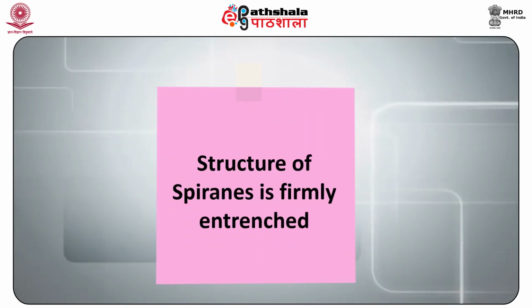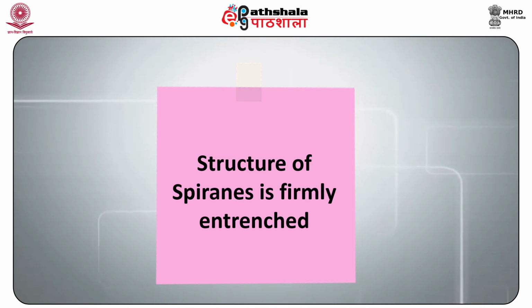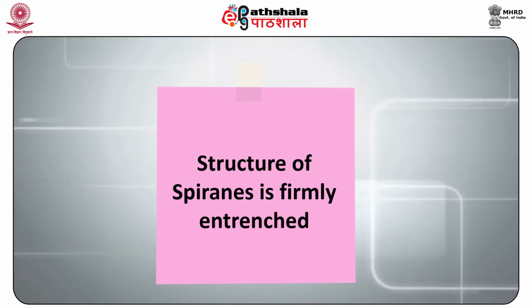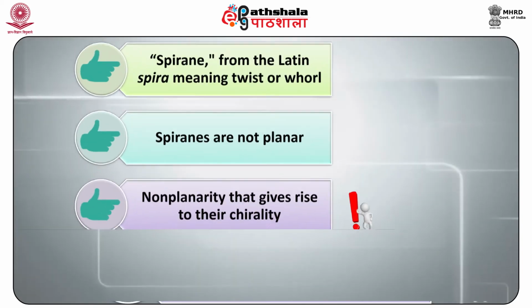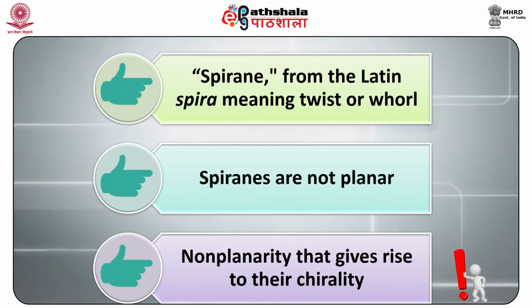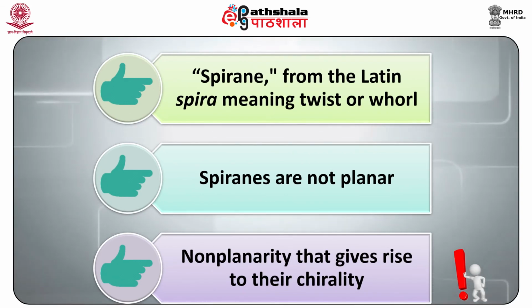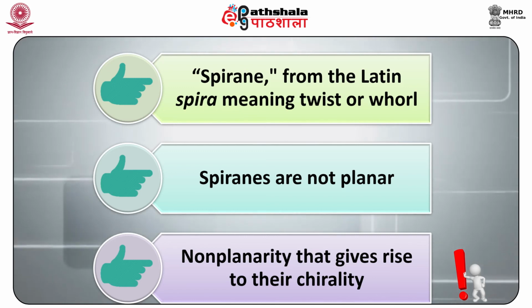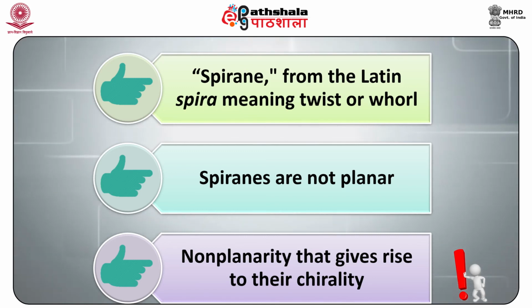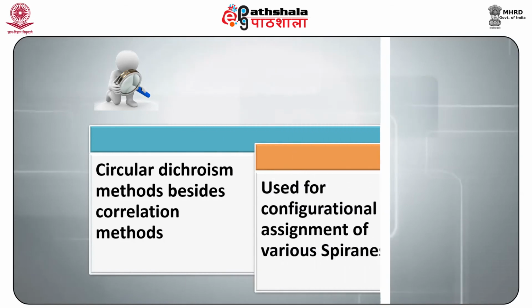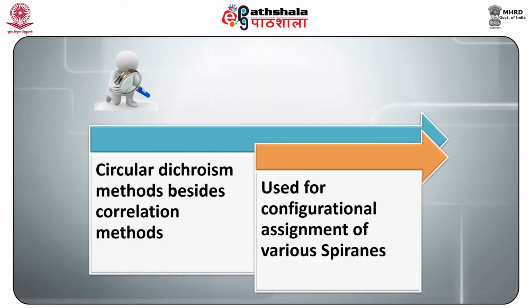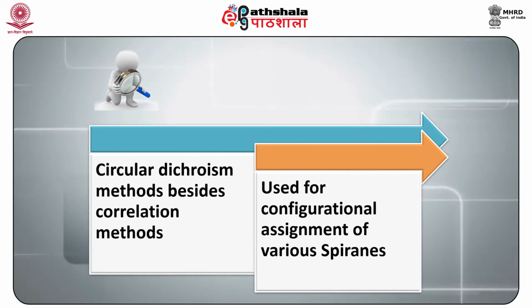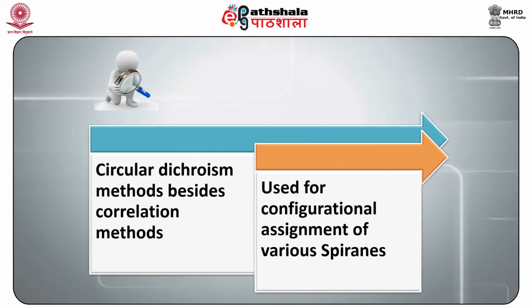It is true that the structure of spiranes is firmly entrenched and the name is somewhat inept. The name spirane, derived from the Latin word spira, which means twist or whirl, implies that spiranes are not planar, and it is their non-planarity that gives rise to their chirality. Circular dichroism methods, besides correlation methods and synthesis methods, have been used for configurational assignments of various spiranes.